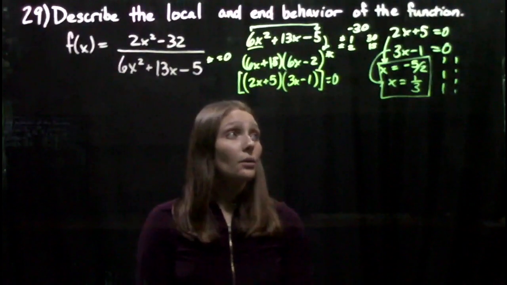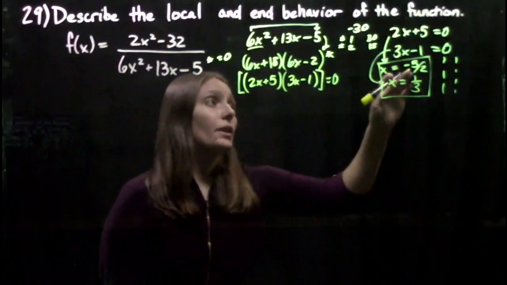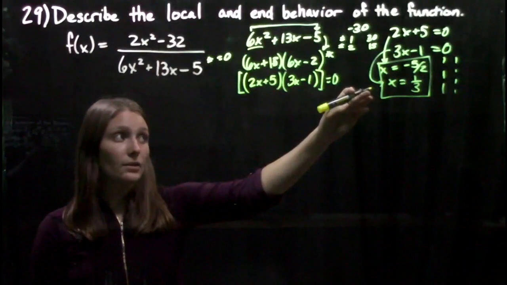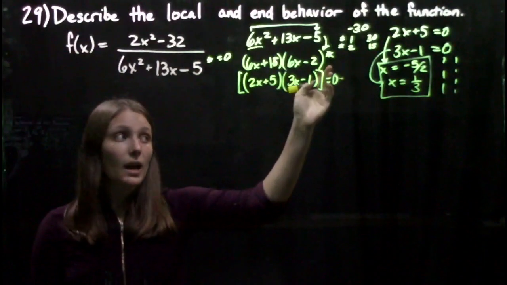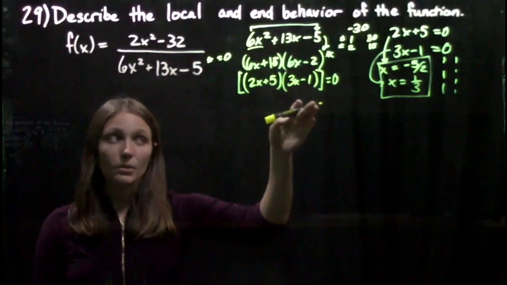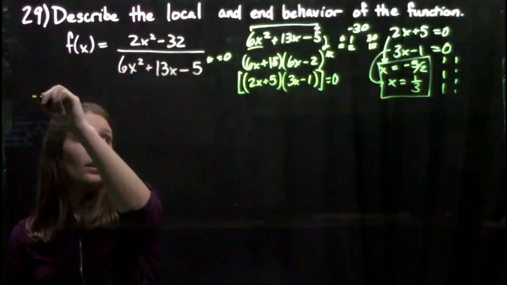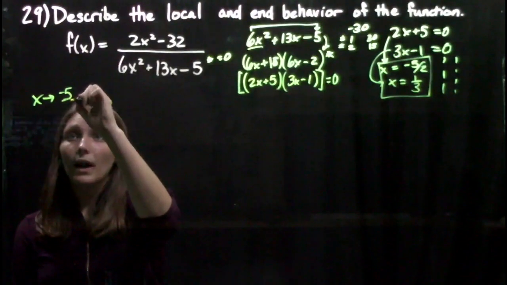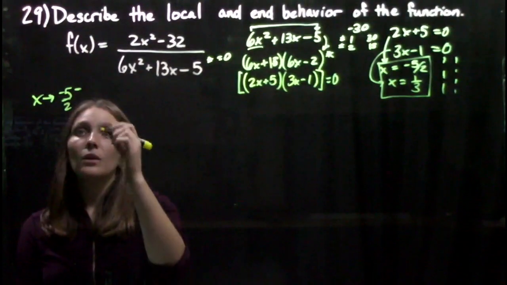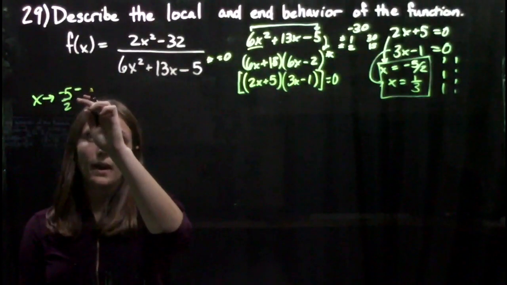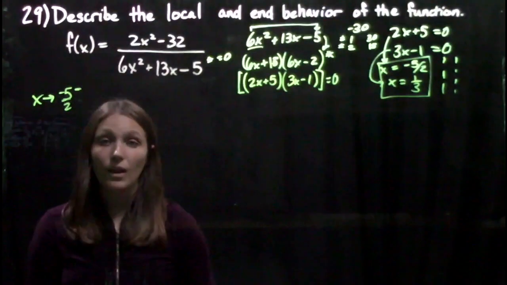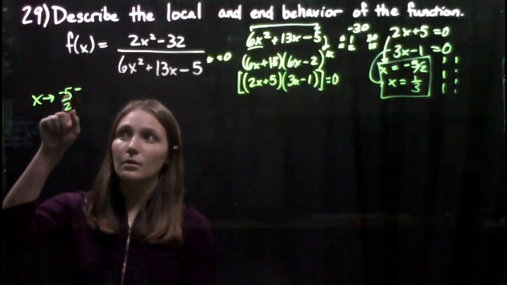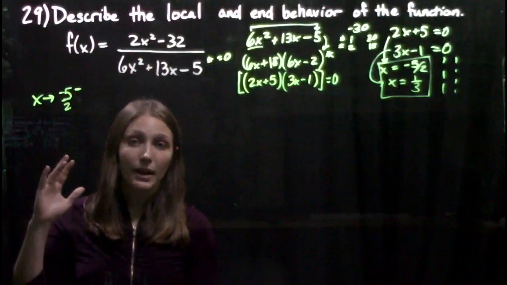Okay, so now as for the local behavior, we need to look at x values that approach negative 5/2 and 1/3 from the left and from the right. So first we're going to look at x approaching negative 5/2 from the left. So what we're going to do to find that, we're going to choose a number value that is close to negative 5/2, but a little bit less than it. So negative 5/2 is about negative 2.5.